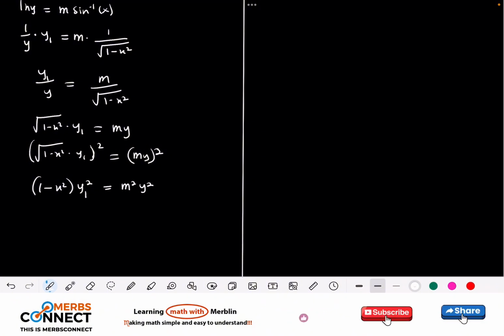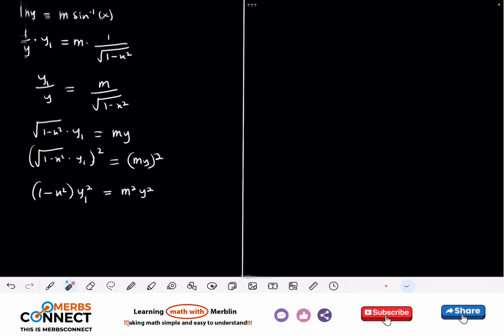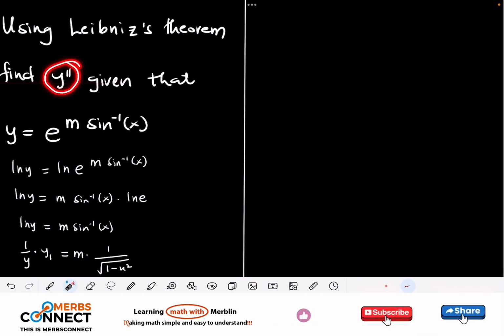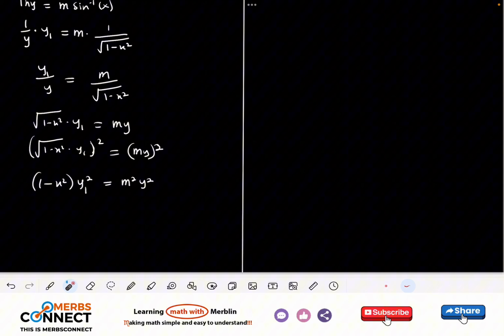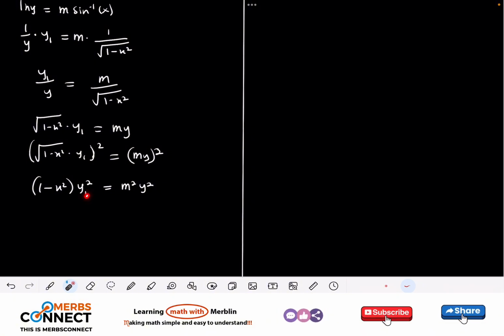So you can see that now we are done with the first derivative. The question was asking us to find this, right? The y prime prime. So we need to differentiate it again because this is the first derivative. So we are going to have, so this right here is a product rule. So I maintain 1 minus x squared.